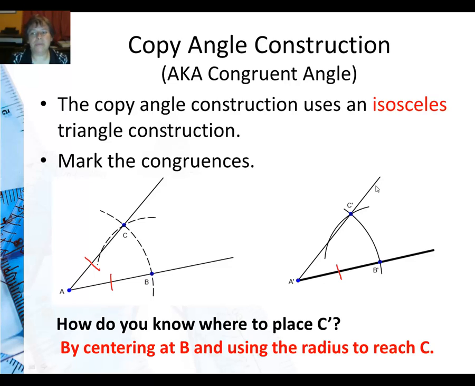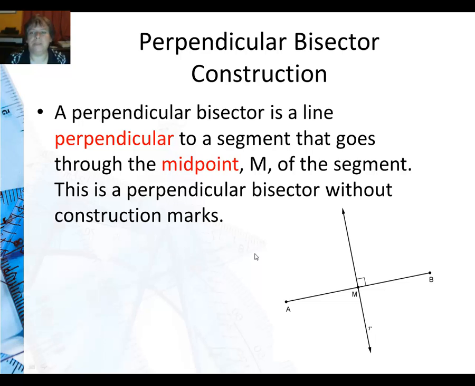So how do you know where to place point C? By centering at B and using the radius to reach C, and then doing the same thing on the other copy. There you go. We'll get some practice in class, and I'll show you doing some of the angles, how to copy them. We'll do some examples.